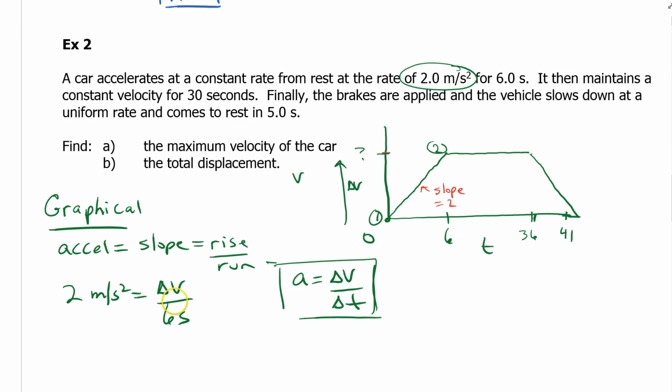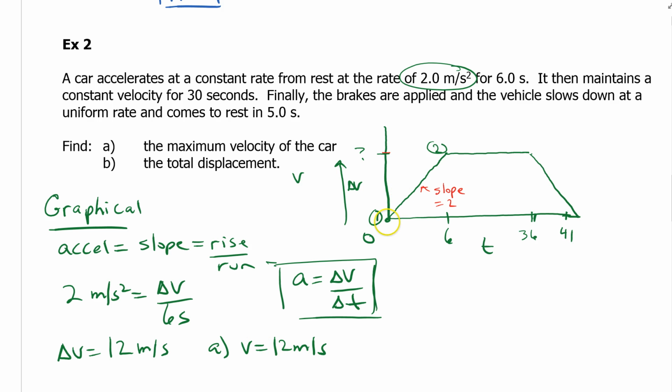Pretty clearly here we can solve for delta V. Delta V is equal to 2 times 6, which is 12, meters per second squared divided by seconds, so one of those seconds in the denominator disappears, and I get 12 meters per second. Now because it started at 0 and it changed by plus 12, it must have ended at 12. So the answer for A is that the maximum velocity is 12 meters per second.